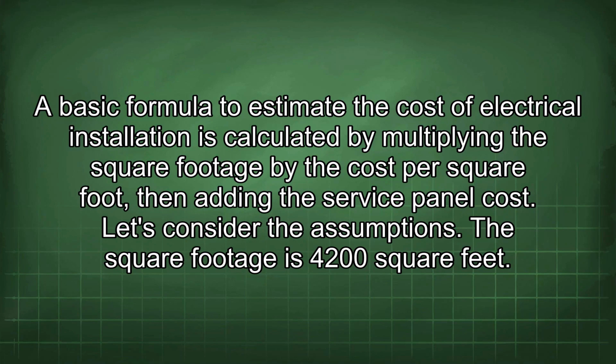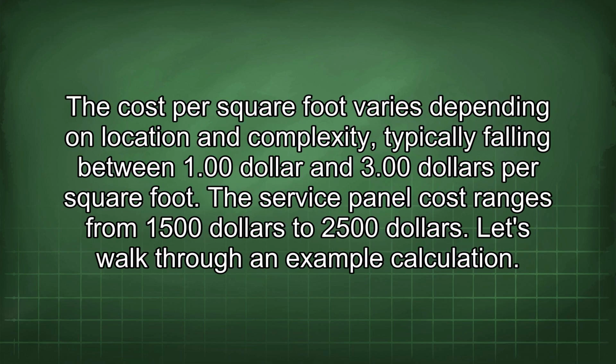The basic formula to estimate the cost of electrical installation is calculated by multiplying the square footage by the cost per square foot, then adding the service panel cost. Let's consider the assumptions. The square footage is 4,200 square feet. The cost per square foot varies depending on location and complexity, typically falling between $1.00 and $3.00 per square foot. The service panel cost ranges from $1,500 to $2,500.